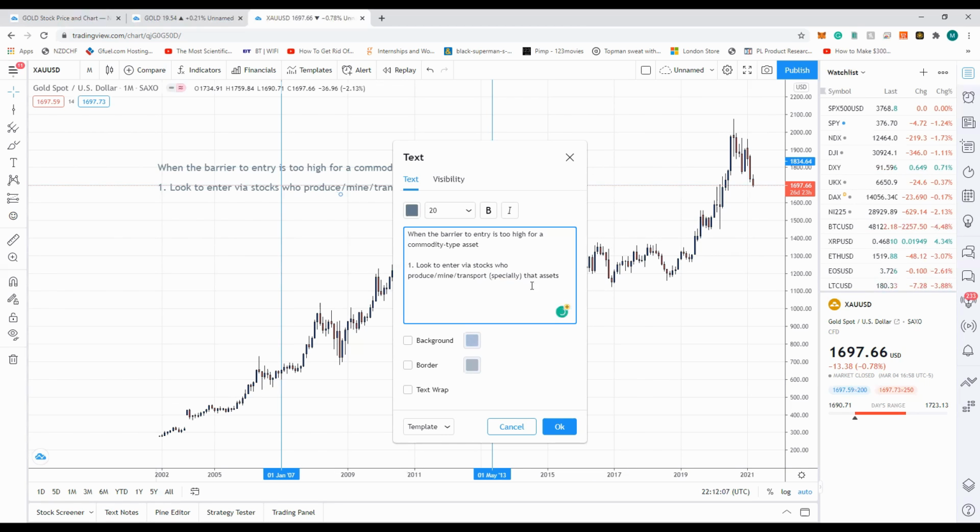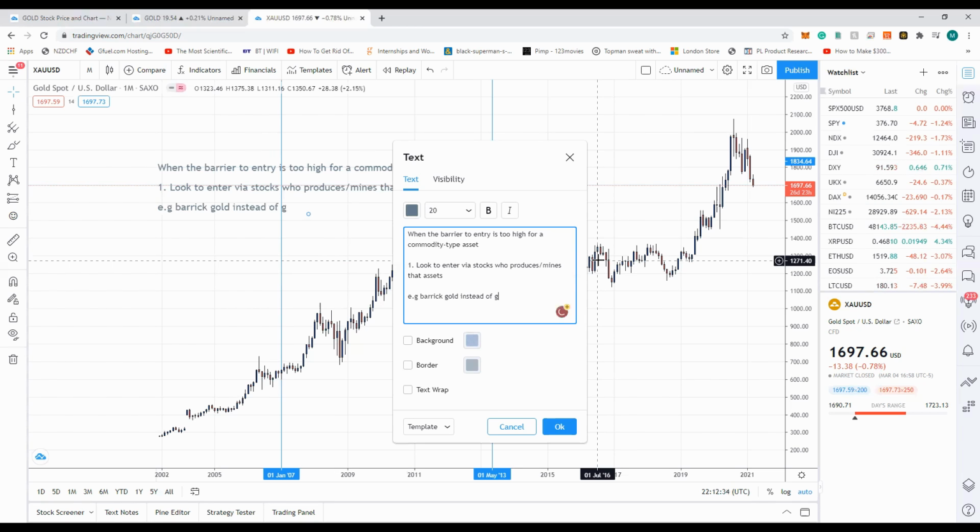So they're like gold merchants, if there's a company like that. You know what? Let me move this and put transport somewhere else. So just produces or mines, just to save confusion. All right, so in this case, e.g., Barrick Gold instead of gold.